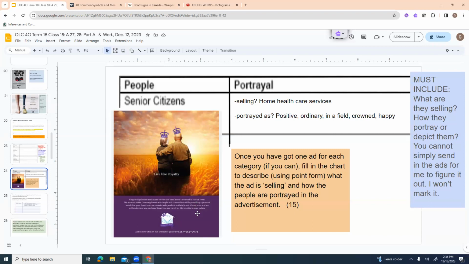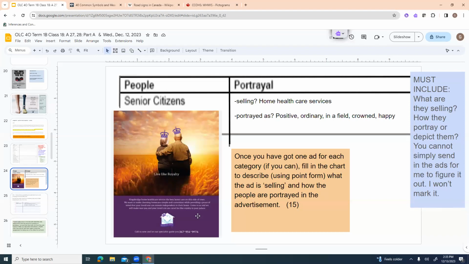And the ad copy says, Knightsbridge Home Healthcare Service, the best home healthcare on this side of town. We want to make choosing home care as simple and convenient while providing a peace of mind that your loved ones can remain independent in their home. Come to us and we will make sure you and your loved ones are cared for like royalty in your palace. Call us now and let our specialist guide you. 347-945-9074.